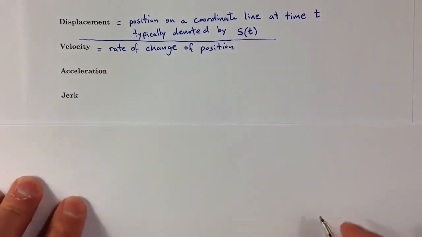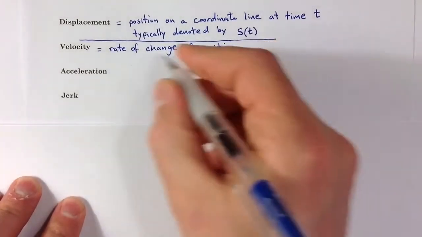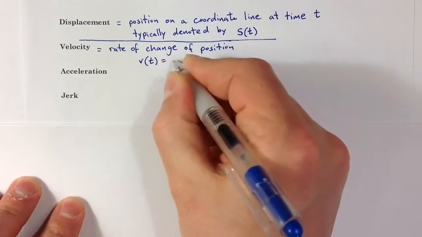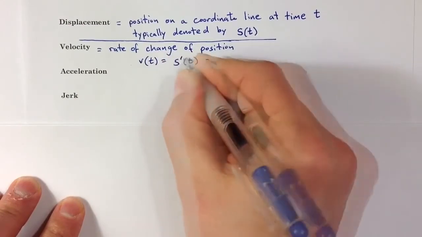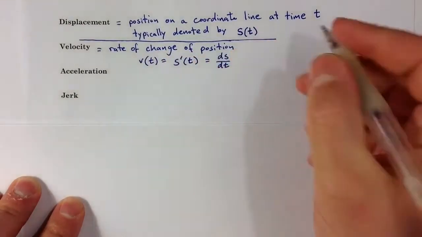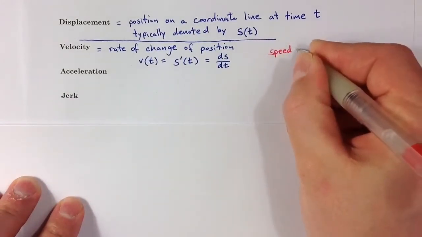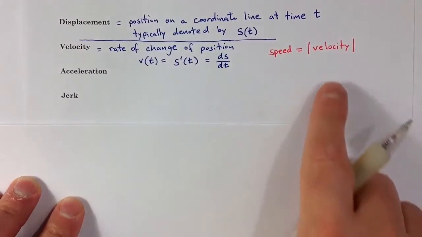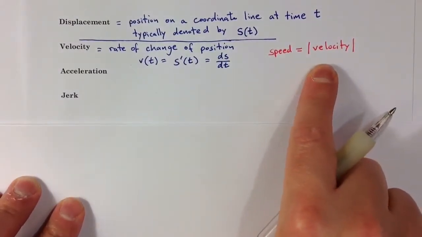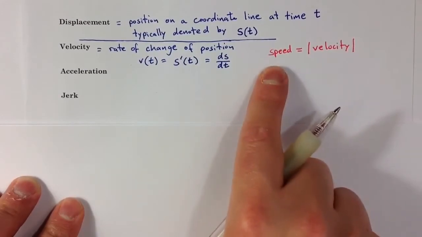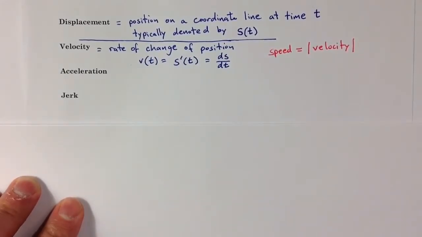Velocity is the rate of change of position, and so we can think of the velocity function v of t as equaling the derivative s prime of t. Let me note that speed is the absolute value of velocity, meaning that velocity can be positive or negative, and it incorporates direction. Speed just represents the magnitude of velocity.